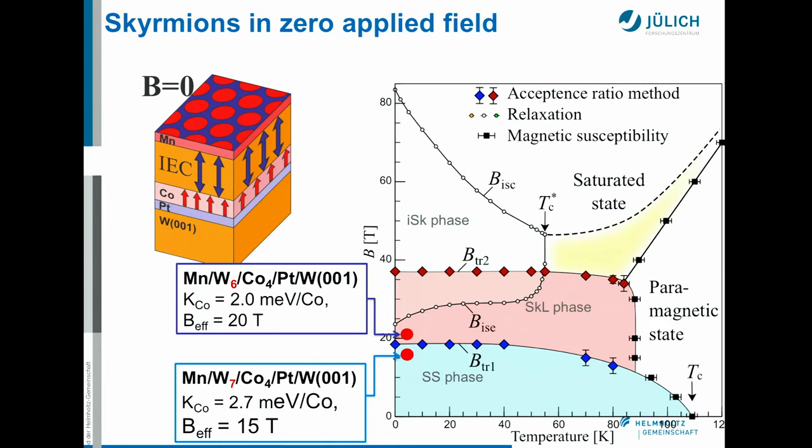And here I selected two systems, so to say: six layers of tungsten, four layers of cobalt, and one layer of platinum, or seven layers of tungsten, four layers of cobalt. And then you see you move finally along this line where you come into the skyrmion phase. If you change your cobalt thickness, you move it also into this isolated skyrmion phase.